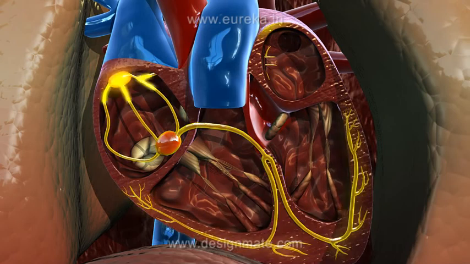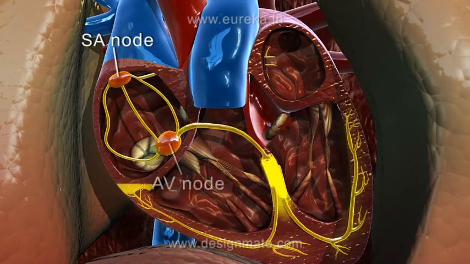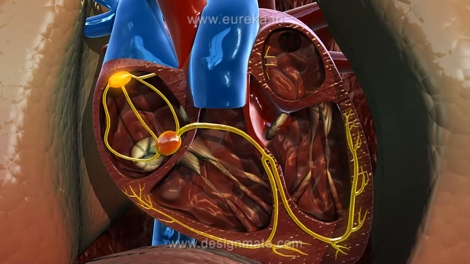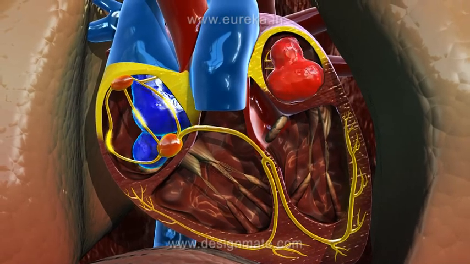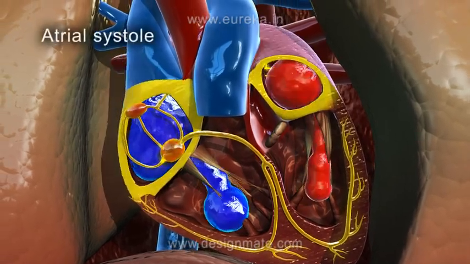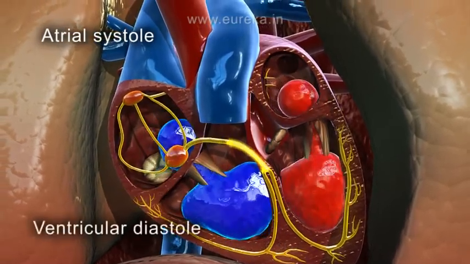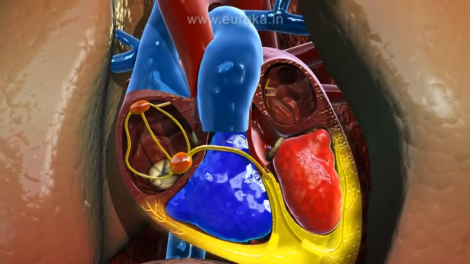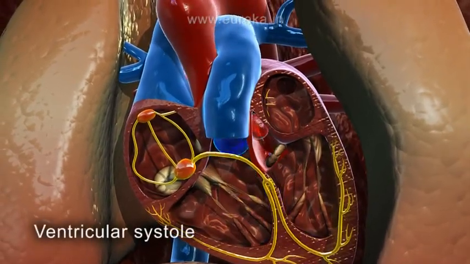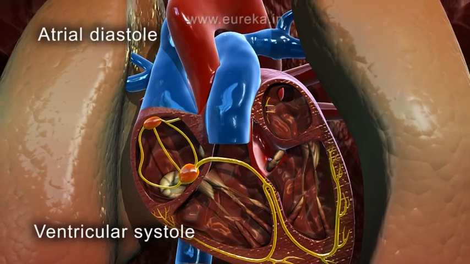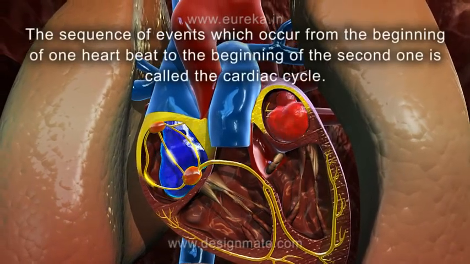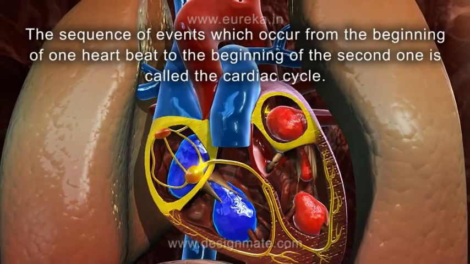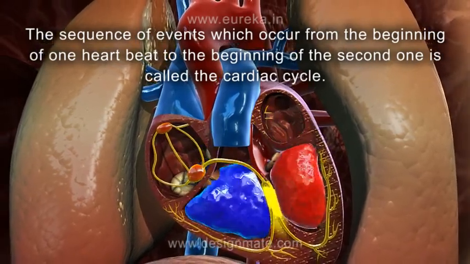Heart muscles continuously generate impulses, which cause the rhythmic contraction and relaxation of the atria and the ventricles. These impulses are generated by the sinoatrial and atrioventricular node. Inside the heart, blood flows in a specific direction. The contraction of the atria is called the atrial systole. At this time, the ventricles are in diastole. Then the ventricles contract, and this is called ventricular systole, and the atria are in diastole. This sequence of events, which occur from the beginning of one heartbeat to the beginning of the second one, is called the cardiac cycle.